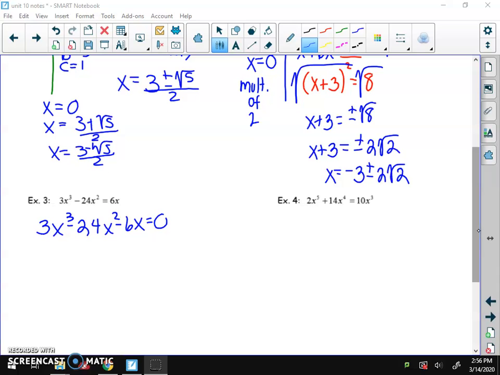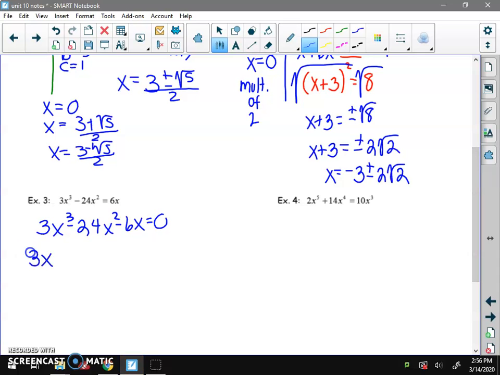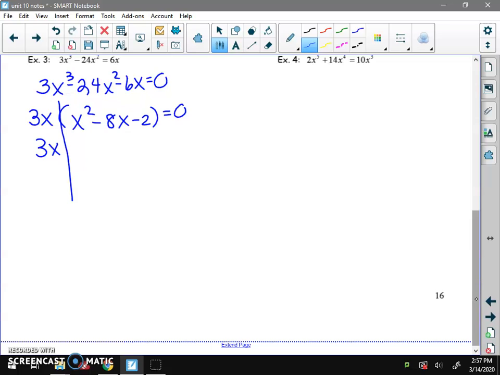And as I start looking for a GCF, I see one as 3x. So 3x comes out in front. That leaves me x squared minus 8x minus 2 equals 0. Now, the 3x is fine, but let's see if we can factor what's still left. Well, it's not going to factor. I can't think of any numbers that multiply to 2 and add up to 8.